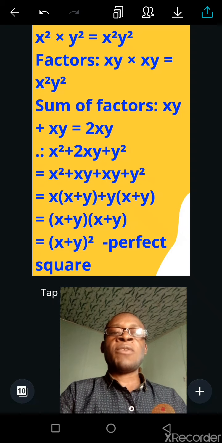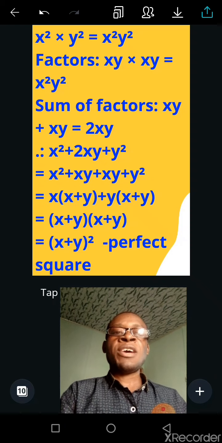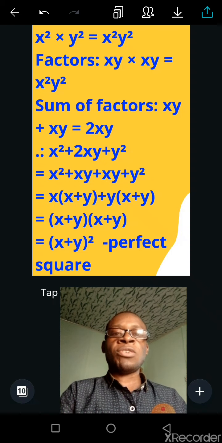So the next thing now is to get two factors such that when you multiply them, you get the last term, and when you add them, you get the second term. And that's what we're going to do now. The factors are xy and xy. So we now multiply xy times xy will give us x squared, y squared. Then we go to the sum. Sum of factors xy plus xy will give us 2xy.